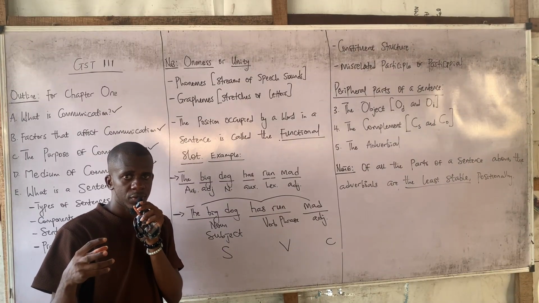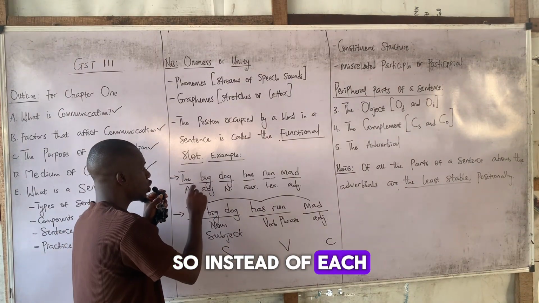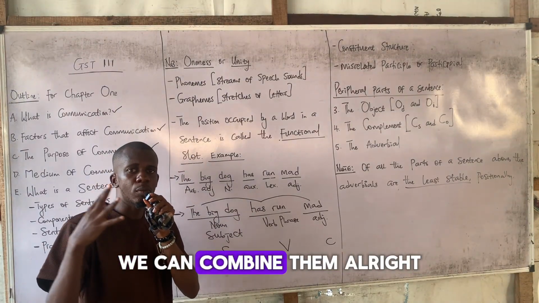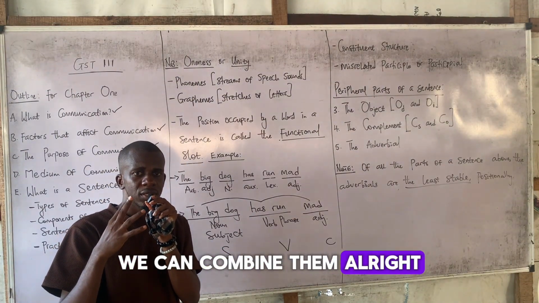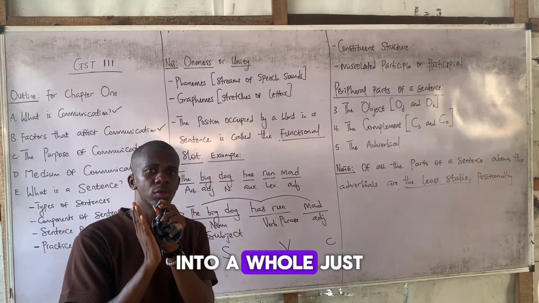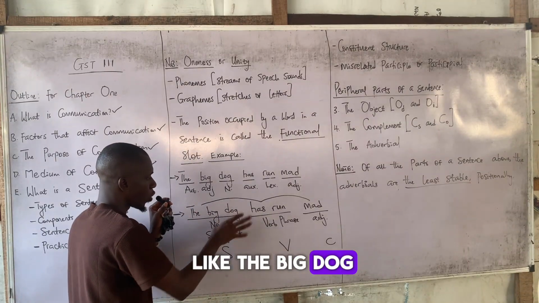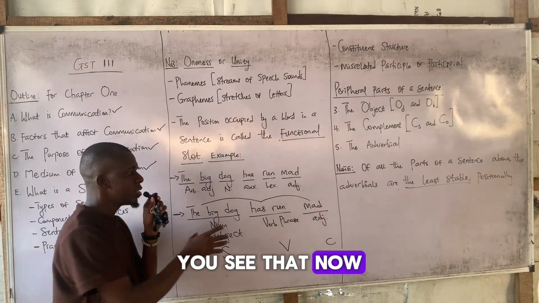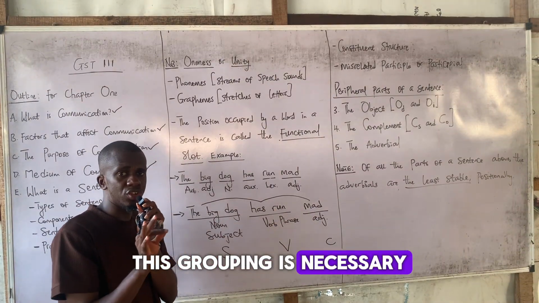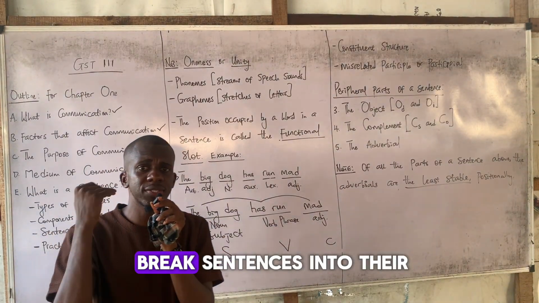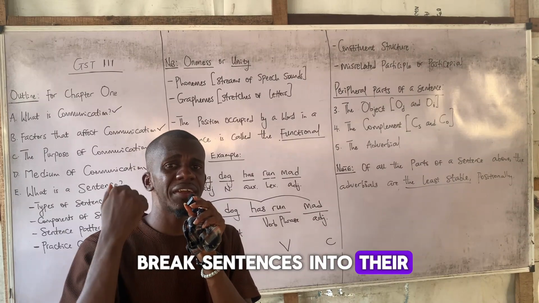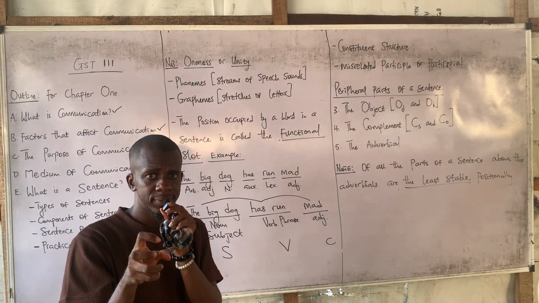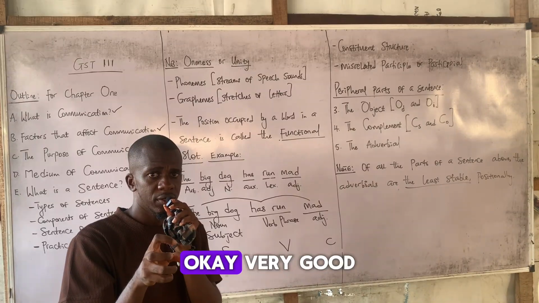Grouping. All right. So, instead of each functioning as a distinct unit, we can combine them into a whole, just like the big dog becoming a noun. You see that now? This grouping is necessary when we want to break sentences into their respective patterns. That is when we do grouping. Okay? Very good.